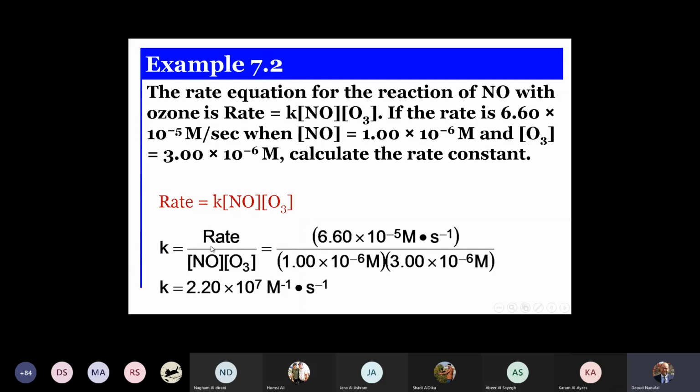So K equals the rate divided by [NO][O3]. The rate and the concentrations are given at the same instant. We put in the values and we obtain K equal to 2.2 times 10 to the power 7 molar^-1 second^-1. Pay attention to make the difference between the equilibrium constant and the rate constant.